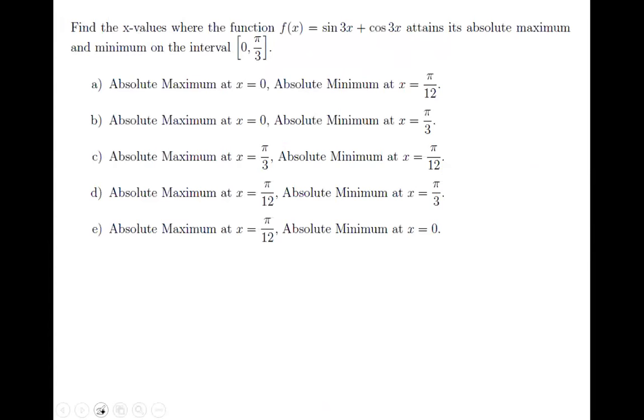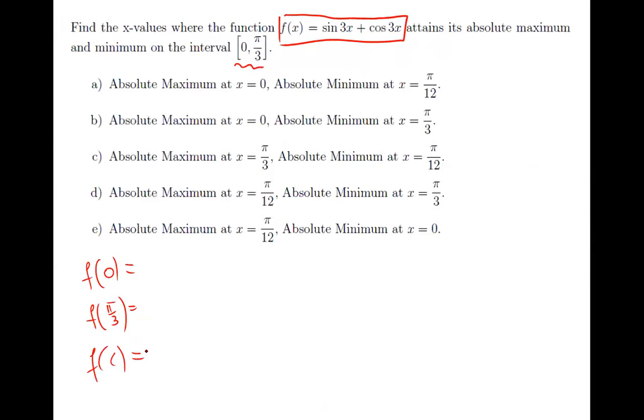Okay, that means what we have to do, first of all, find the value of the function at 0, and the value of the function at pi over 3. Yes, those are the endpoints. And we have to find the value at the critical point, or maybe points. I don't know how many points we will get. That means let's find the derivative first. Sine of 3x, derivative will be 3 cosine of 3x. Cosine of 3x will be -3 sine of 3x. Okay, and this expression must be 0.